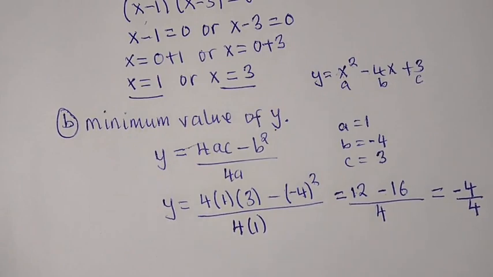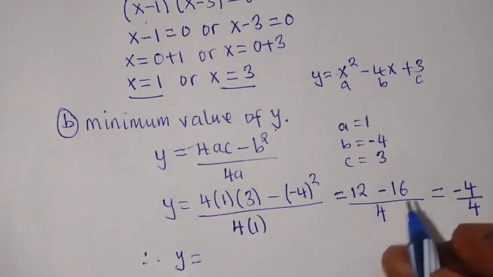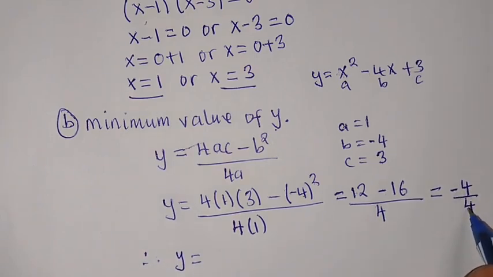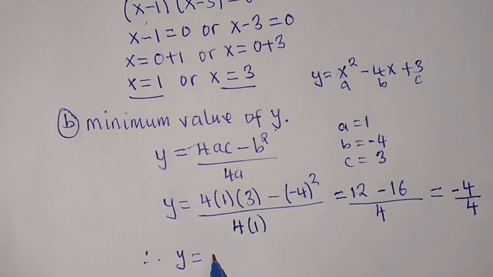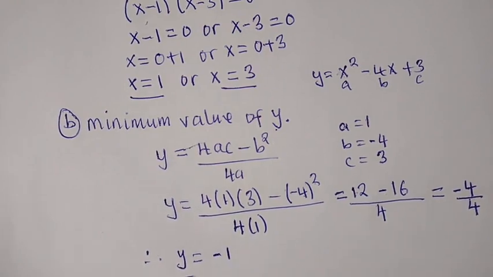So from here we can now say, therefore, y is equal to, so there we have negative 4 over 4. So it will give us a negative 1.